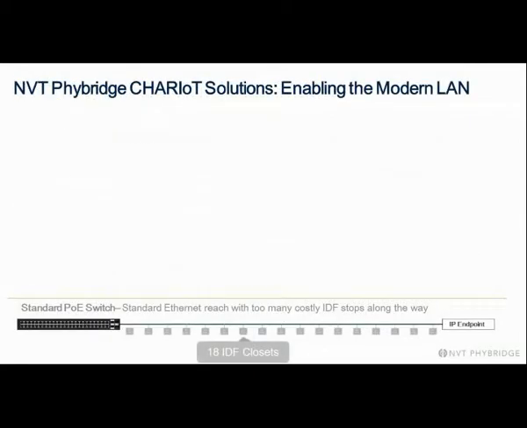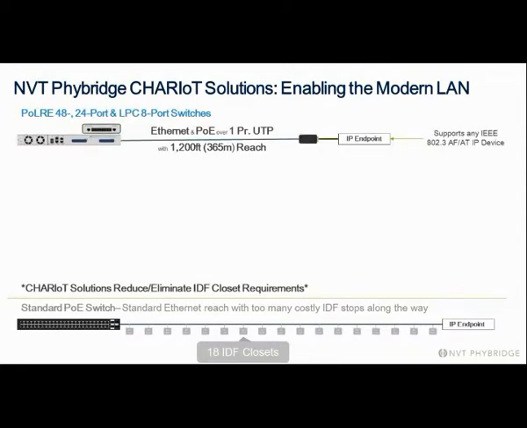Now, this slide starts off with your Chariot Solutions. Would you take us through the thought process of dealing with the Chariot Solutions? Sure. So again, what we talked about, the standard switch limitations. Let's say a customer had an IP camera or an IP phone that was a significant distance away. You would need multiple IDF closets between your standard switch because of that reach limitation, and multiple switches in those IDF closets to support that connectivity.